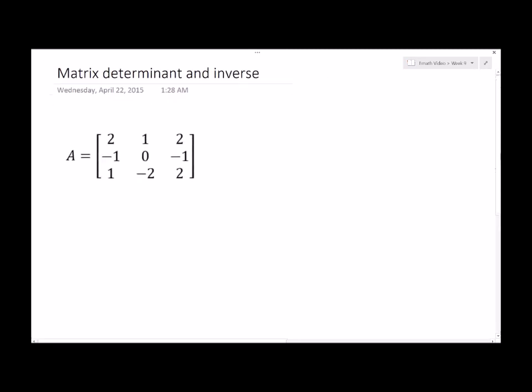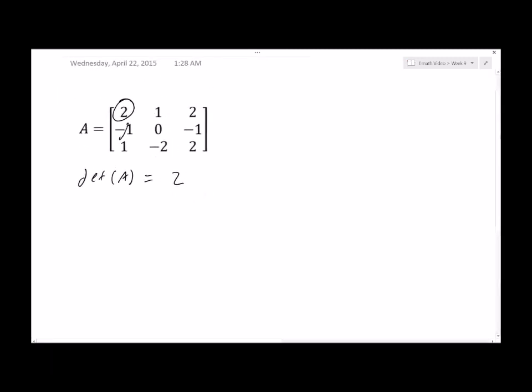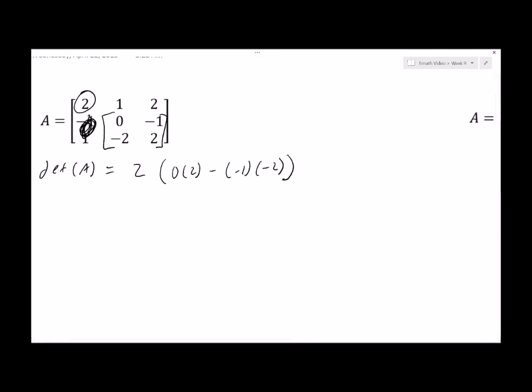So the cross product is where you looked at this one and ignored this, and then did this minus this. We're going to go over it again. So the determinant of A is going to look something along the lines of 2. For this first term, we ignore its row and column and take the Wronskian of the leftover square. So that is 0 times 2 minus negative 1 times negative 2. Okay, so that's what we do for that first term.